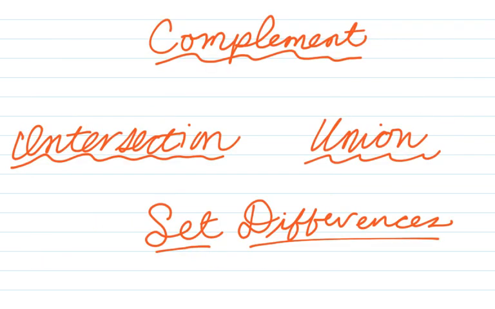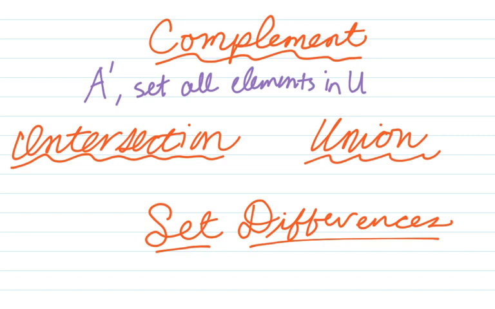So let's jump right into some definitions. First one that we're going to look at is the complement. The complement of a set is all the elements in the universal set, but they're not in the set we're looking at. So if I'm talking about the set A complement, which we mark with a little apostrophe, it's going to be the set of all elements in U that are not in A.